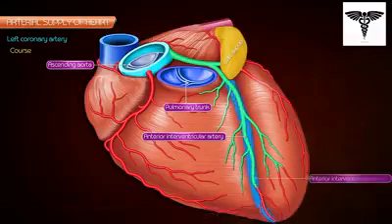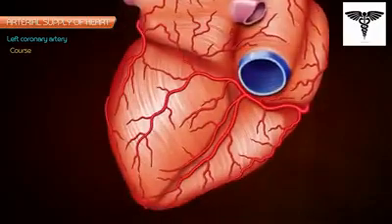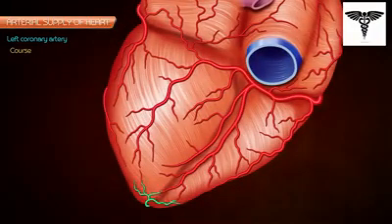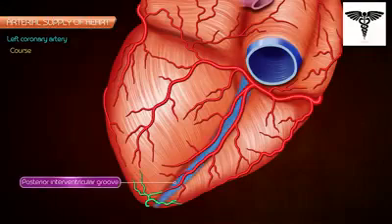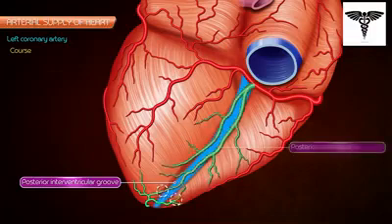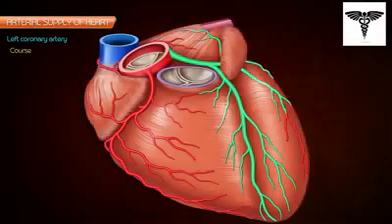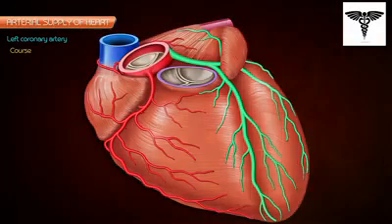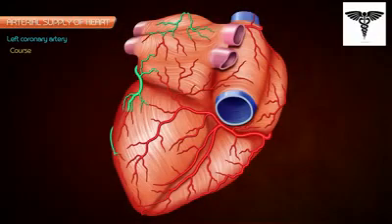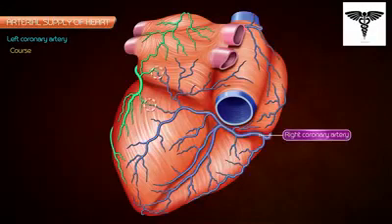runs downwards in the anterior interventricular groove to the apex of the heart. It then passes posteriorly around the apex of the heart to enter the posterior interventricular groove to terminate by anastomosing with the posterior interventricular artery, a branch of the right coronary artery. The circumflex artery winds around the left margin of the heart and continues in the left posterior coronary sulcus up to the posterior interventricular groove, where it terminates by anastomosing with the right coronary artery.